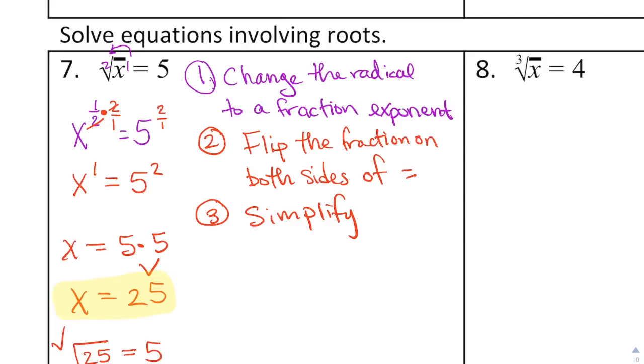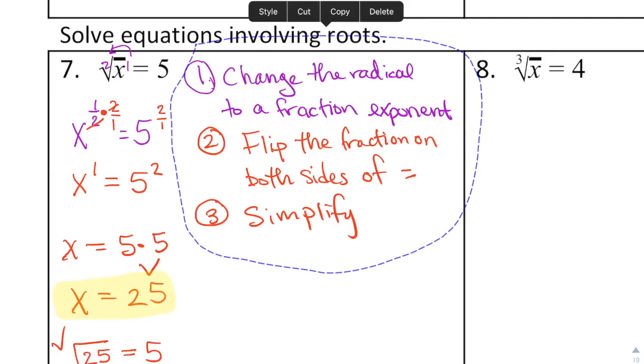All right, so change the radical to a fraction exponent, flip the fraction on both sides of the equal sign, and then simplify if we can. Those are the steps that we're going to practice doing in our notes now. If you needed to, you could always copy and move those steps along with you as you go and solve the next couple with me.